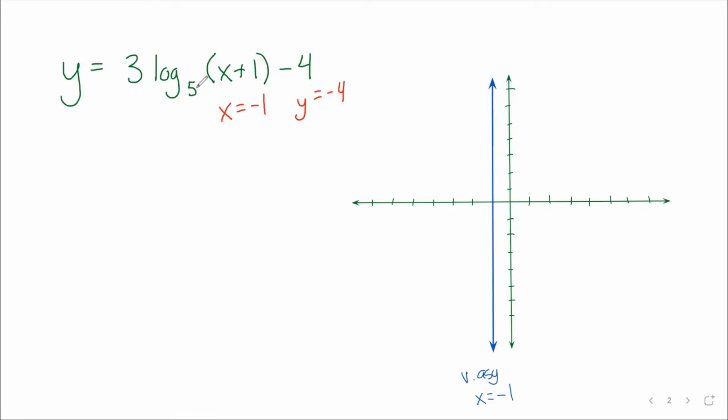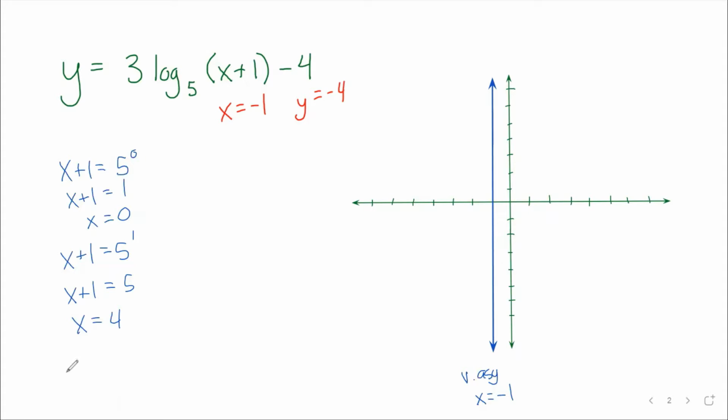So remember, our trick here is that we want x plus 1 equals 5 to the 0 power. And then x plus 1 equals 5 to the first power. So for this one, that's x plus 1 equals 1. So x equals 0, okay. And then x plus 1 equals 5. So x equals 4. Those are the two x values that we're going to use.